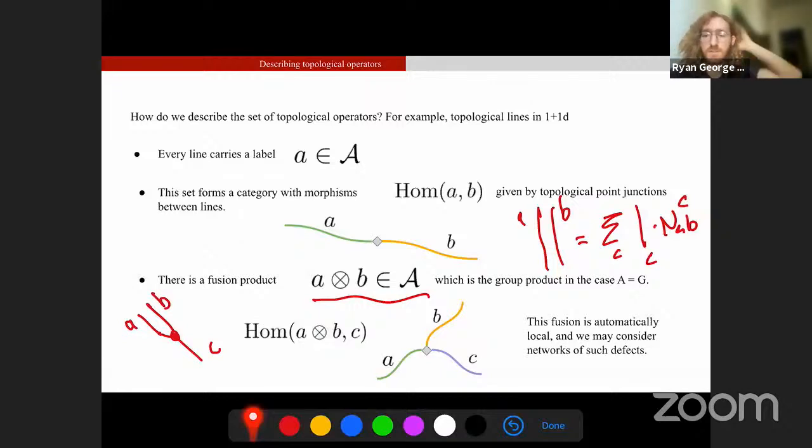So we find that just including fusion and including these point junctions, we actually are allowed to study networks, arbitrary networks of topological lines, as long as there's something in this Hom space. As long as there's some junction we can put here, then we can study this network. And this will also be a topological object, like we can move these things around in our theory.